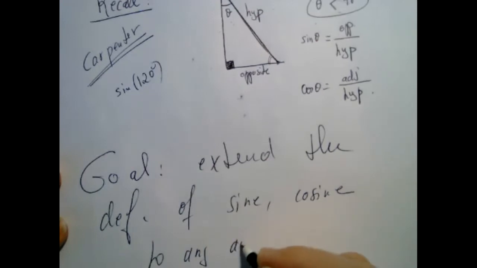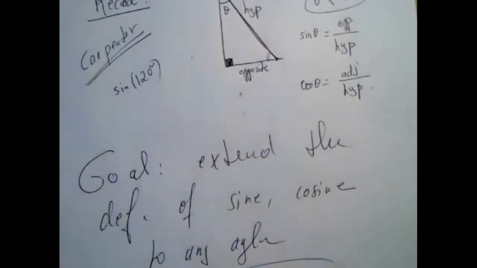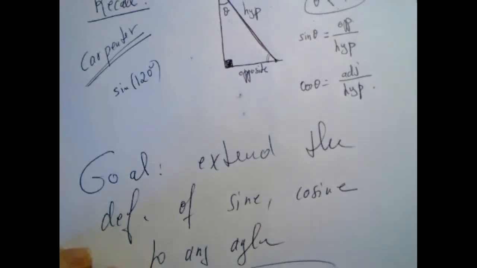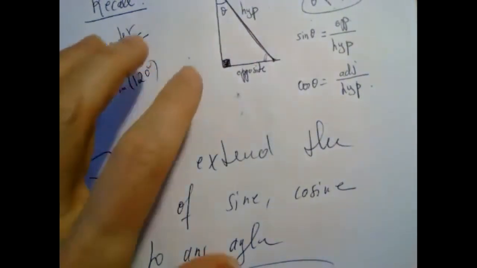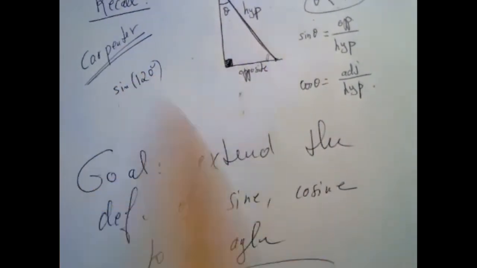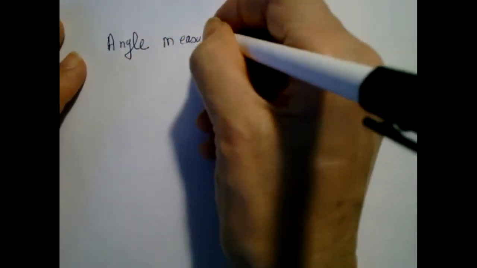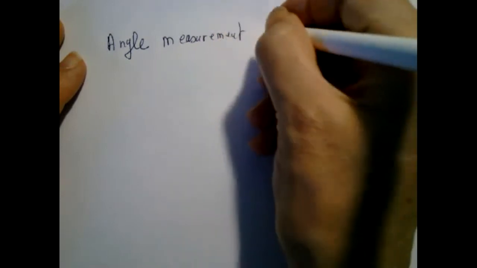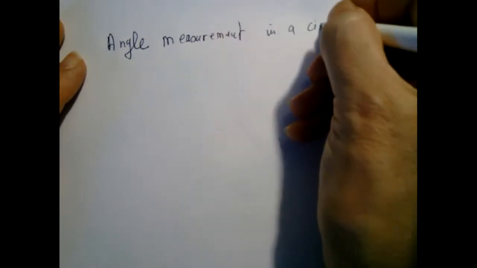not necessarily an angle less than 90 degrees. All right, so that's what we're going to start accomplishing today. Before we get to that, I'm going to talk a little bit about angles and angle measurement. Before we start the sine, I'm going to talk about angle measurement in a circle.